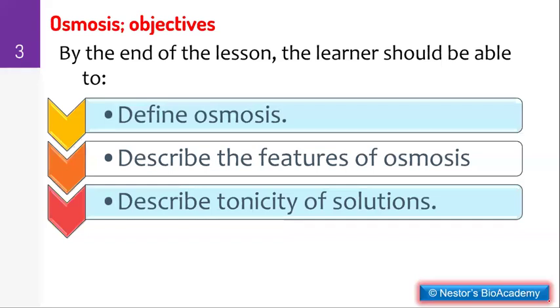So the main objectives of this lesson are that by the end of watching this video, you need to be able to define what osmosis is. You need to be able to describe the features of osmosis, and you need to be able to describe the tonicity of solutions.